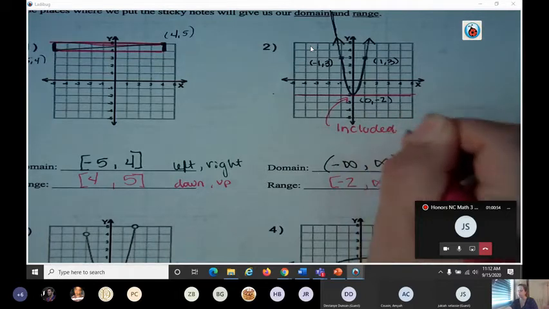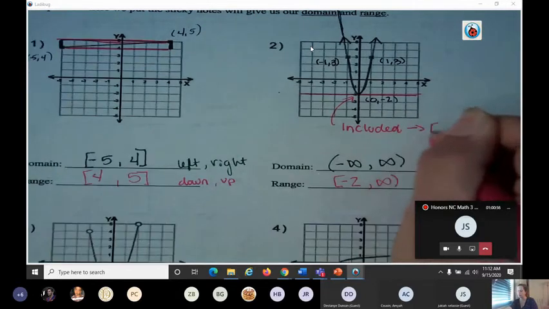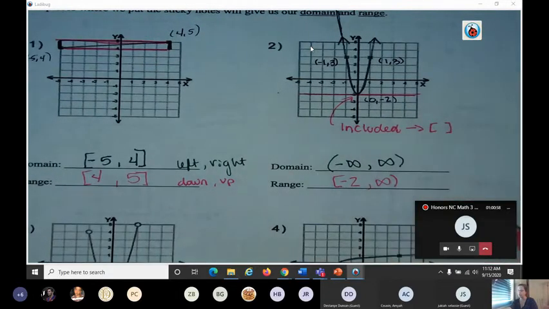And included means that we use the square brackets. Okay. So we use the square bracket right here.